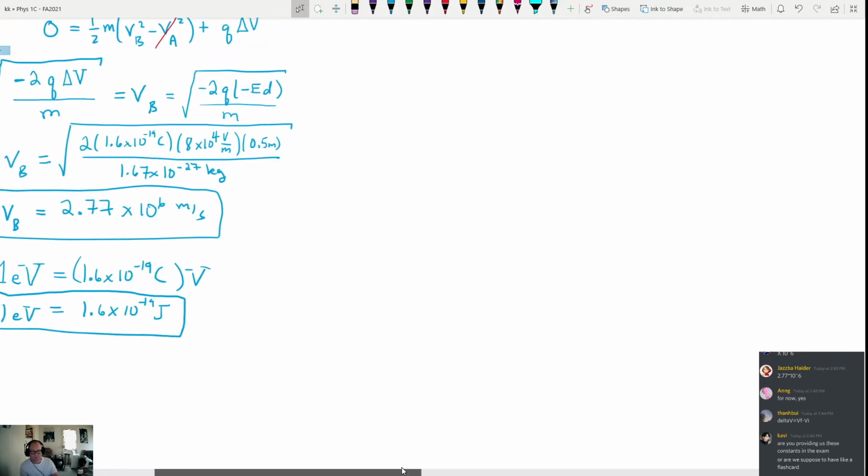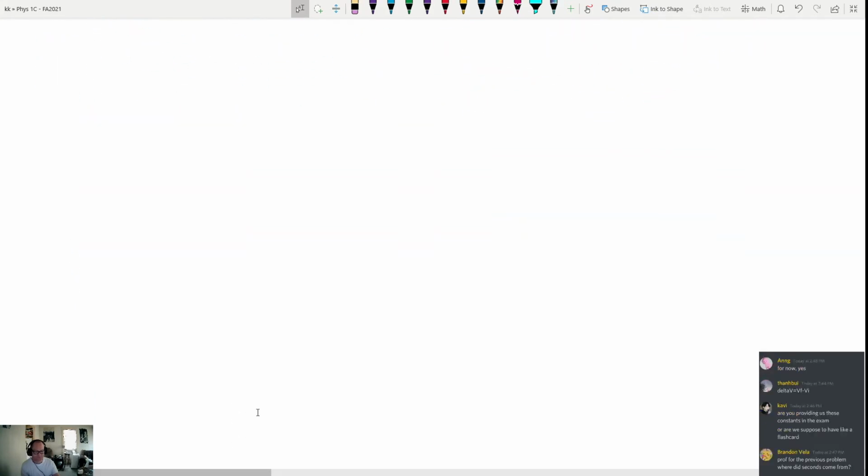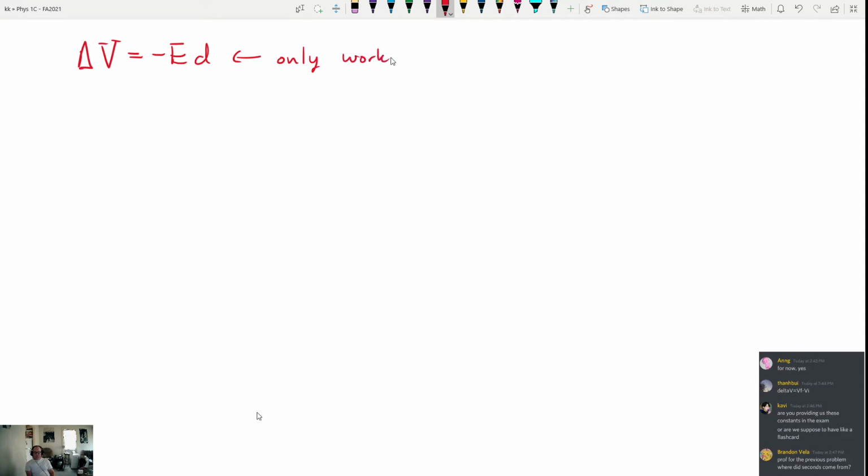Okay, so let's talk about point charges. Up till now, I just want to mention that this equation only works for E uniform. It has to be, or constant, whatever you want to call it.